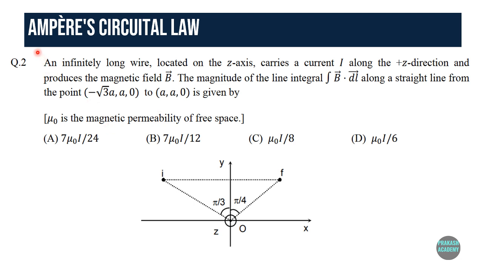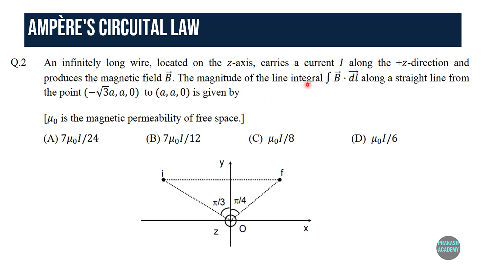This problem is related to the concept of Ampere's circuital law. The problem says an infinitely long wire located on the z axis carries a current I along the positive z direction and produces the magnetic field B. So, this is my x direction and this is my y axis, and the z axis is coming out of this screen. So, the z axis is denoted by a dot. We have the wire that carries current I along the z direction. So, this means the wire is somewhere here.